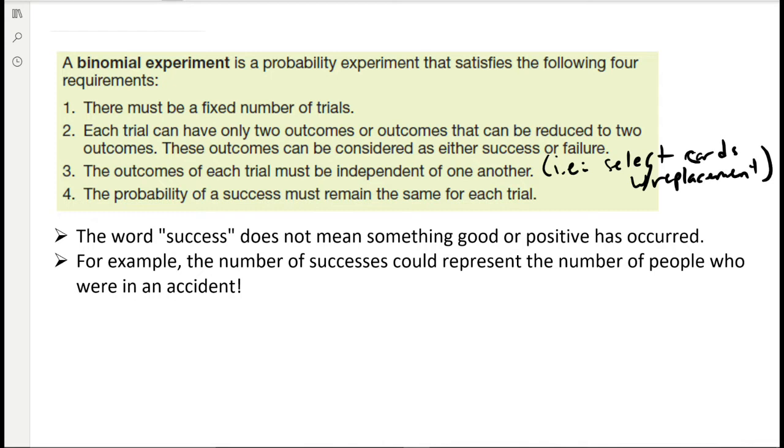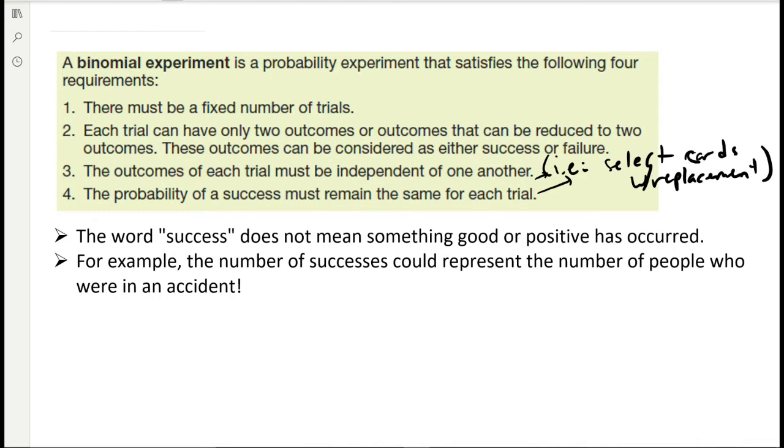So the fourth requirement is that the probability of success must remain the same for each trial. This actually ties in with selecting the cards with replacement as well. So if you don't replace the cards, let's say you're selecting a card from a deck and you have 52 cards, if you select one and you don't replace it, well then now you have 51 cards left in the deck, so that changes the chance of drawing a different card. So in that case, the probability of success did not remain the same. So therefore it changed, and therefore it's not considered a binomial experiment.